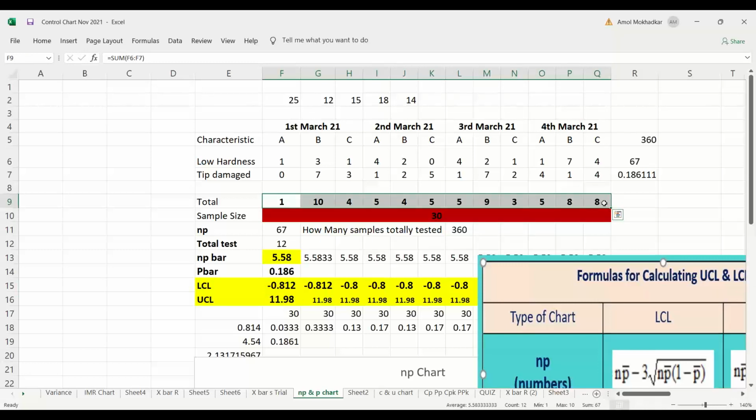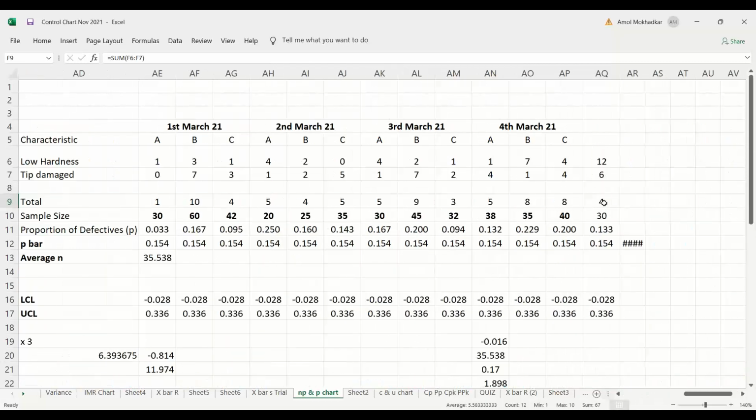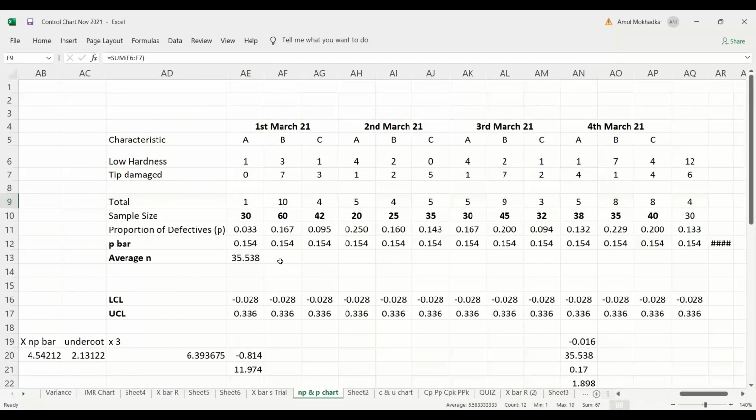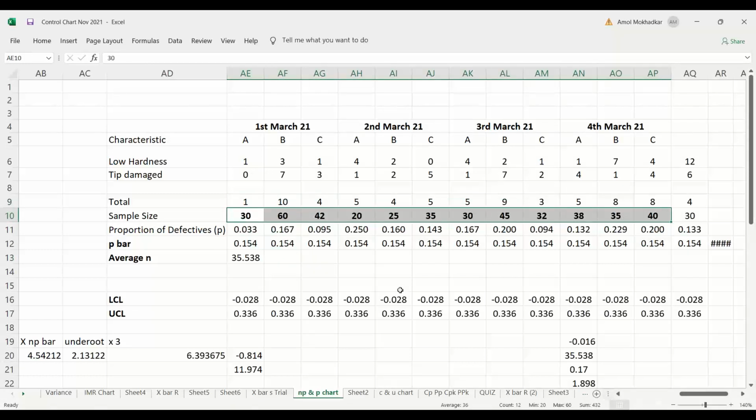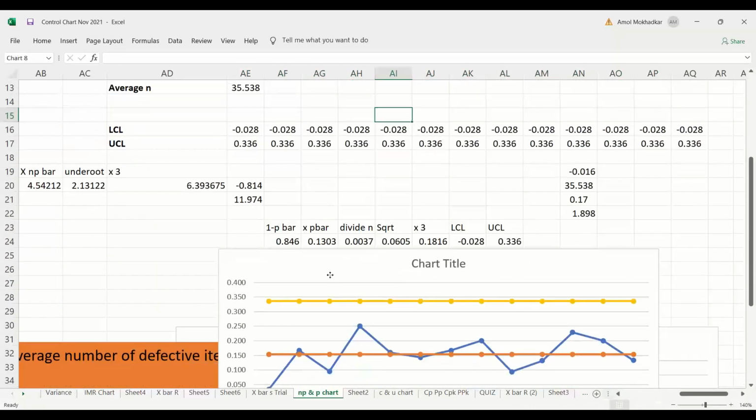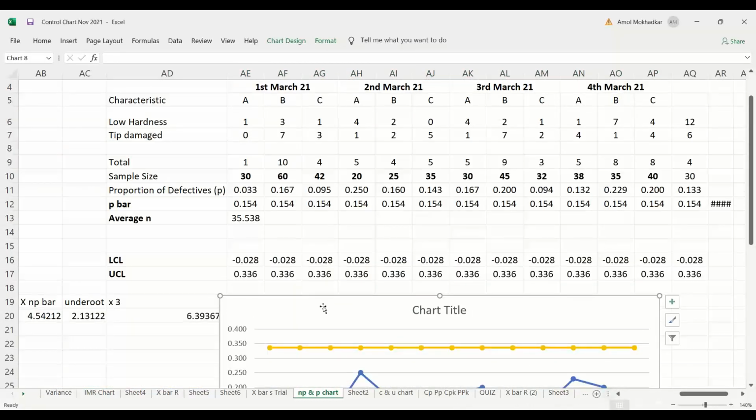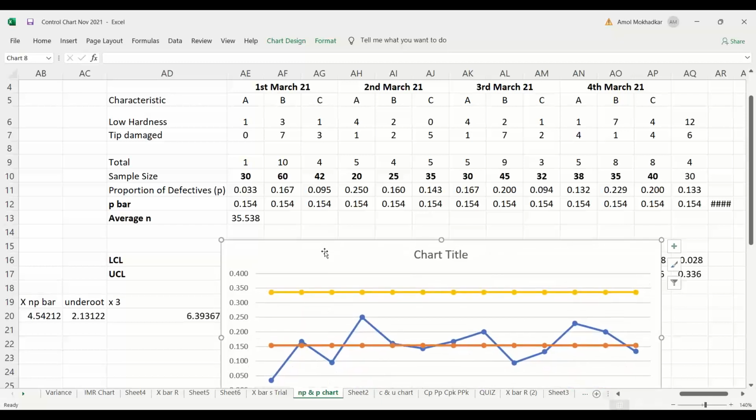Now if every day the data is changing, we will just extend 4 or 5 minutes. Okay, I hope it is okay with you. If every day the number of samples is changing, like 30, 60, then your calculation of the chart will change. Here you need to plot the proportion. Proportion means how many samples are defective out of how many: one defective out of 30 is 0.033; 10 defective out of 60 is the proportion. So you need to calculate the proportion.